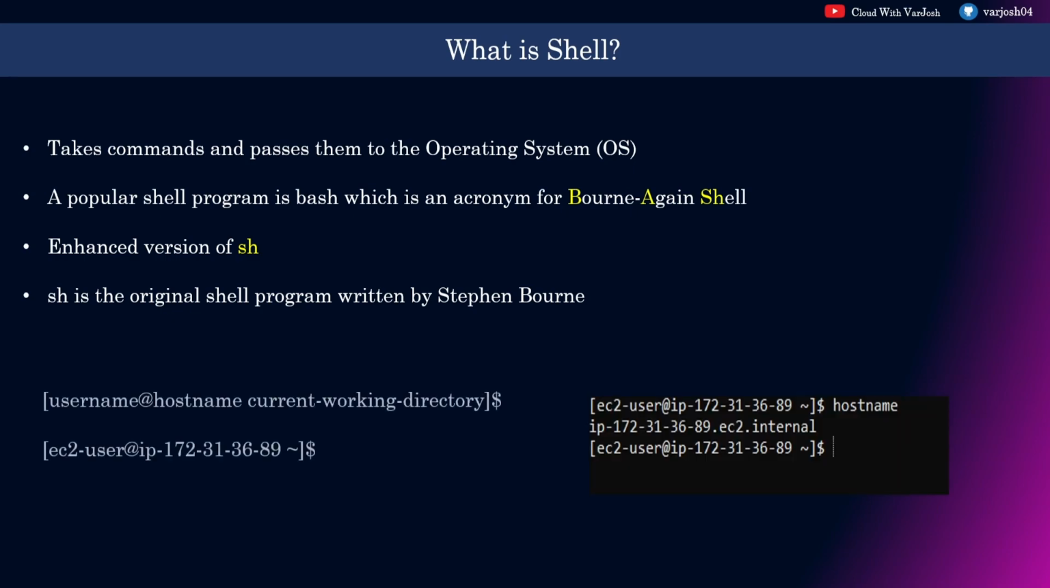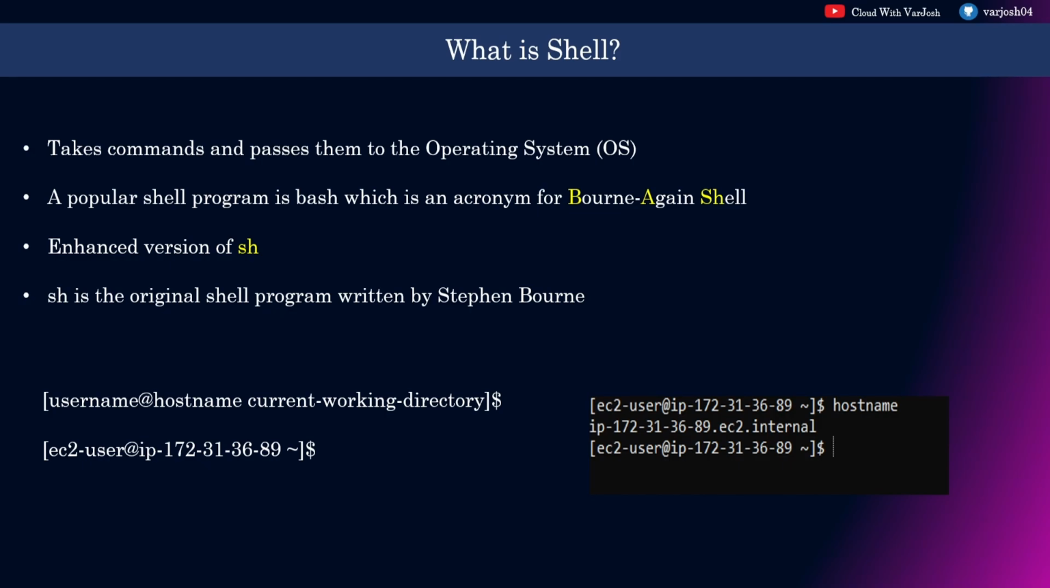What you see at the bottom right is a shell prompt. Typically, you would see username @hostname followed by the current working directory. At the end, you see a dollar sign. If you see a hash instead of a dollar sign, it implies you are logged in as a super user, often root. You can check the hostname of your machine by typing hostname.